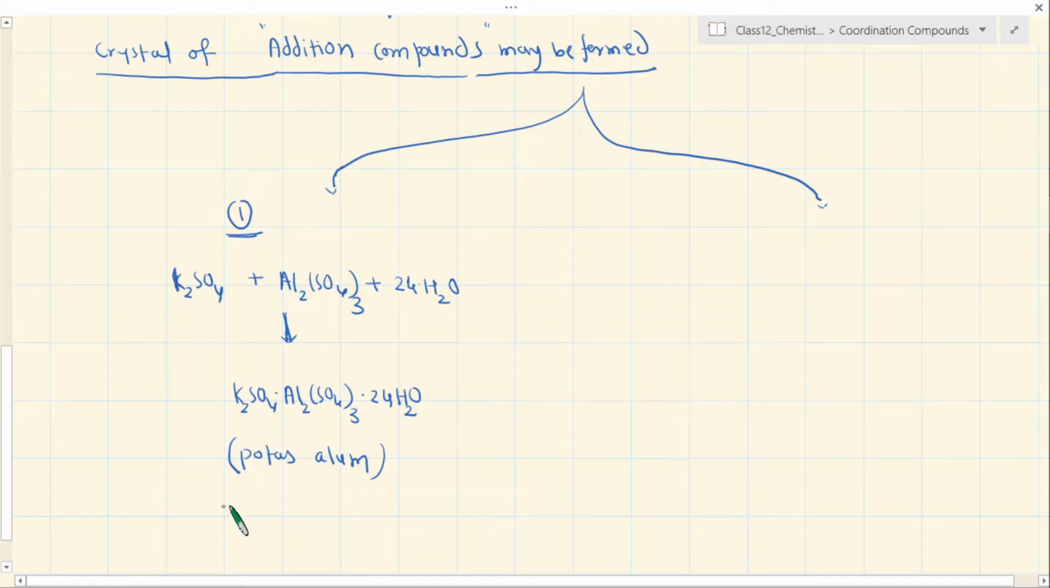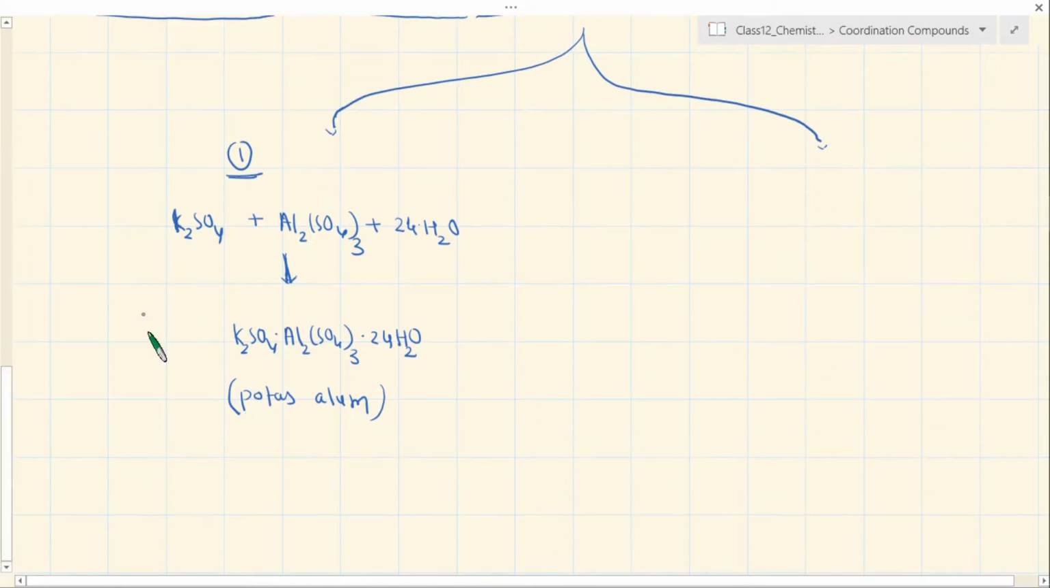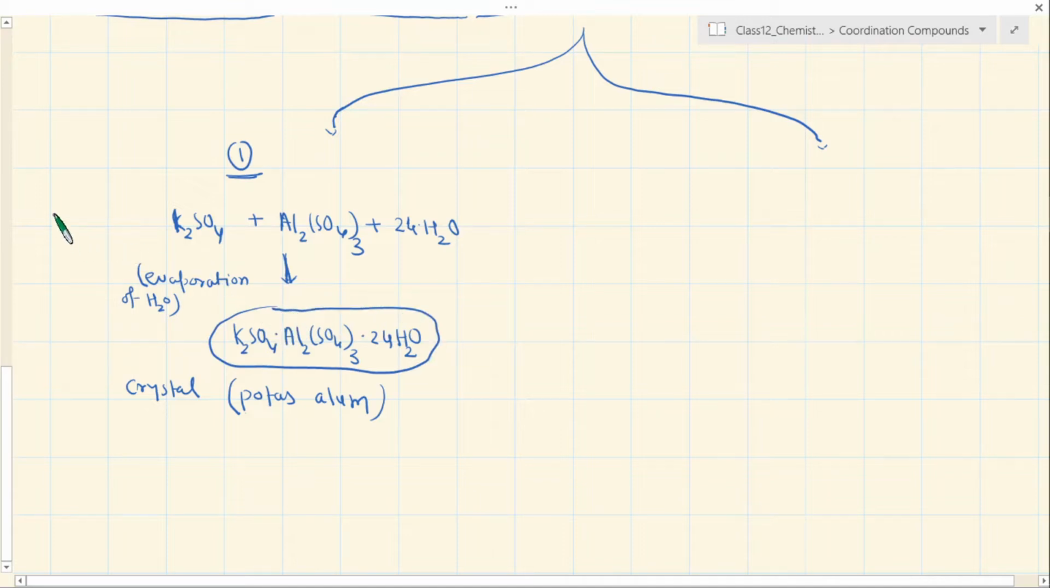This kind of substance, when you put in water again... Now I am saying that this is a crystal here, after evaporation of water. If you prepare the mixture, then you get this mixture here, evaporate water, you get here crystals of alum. This is a mixture.